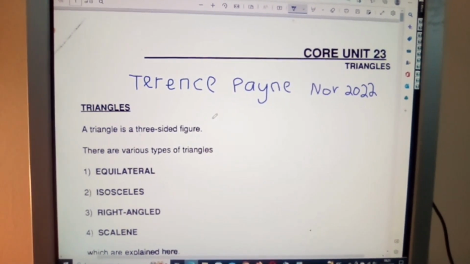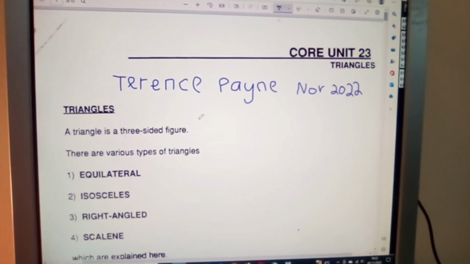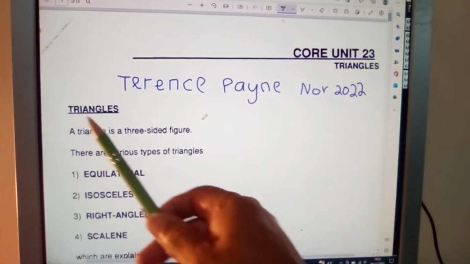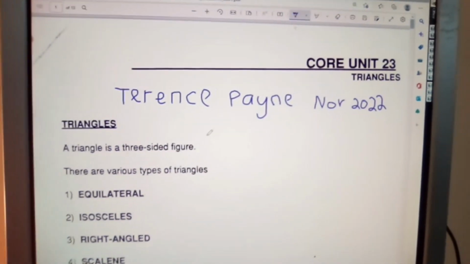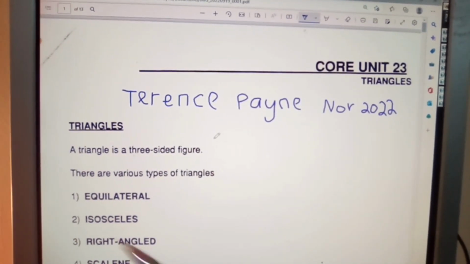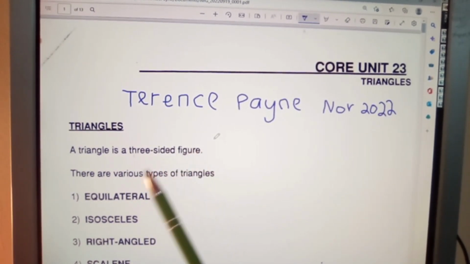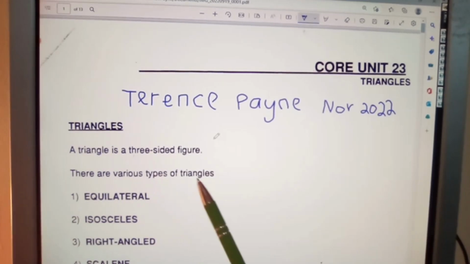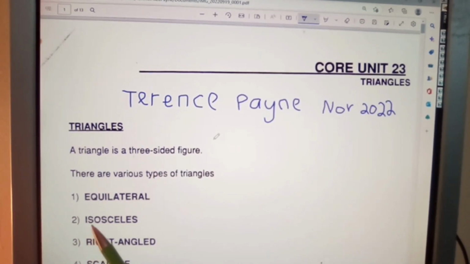Okay, welcome back. Now what I want to look at is triangles. I want to look at the various types of triangles. A triangle is a three-sided figure. There are various types of triangles. We have equilateral triangles, we have isosceles triangles.